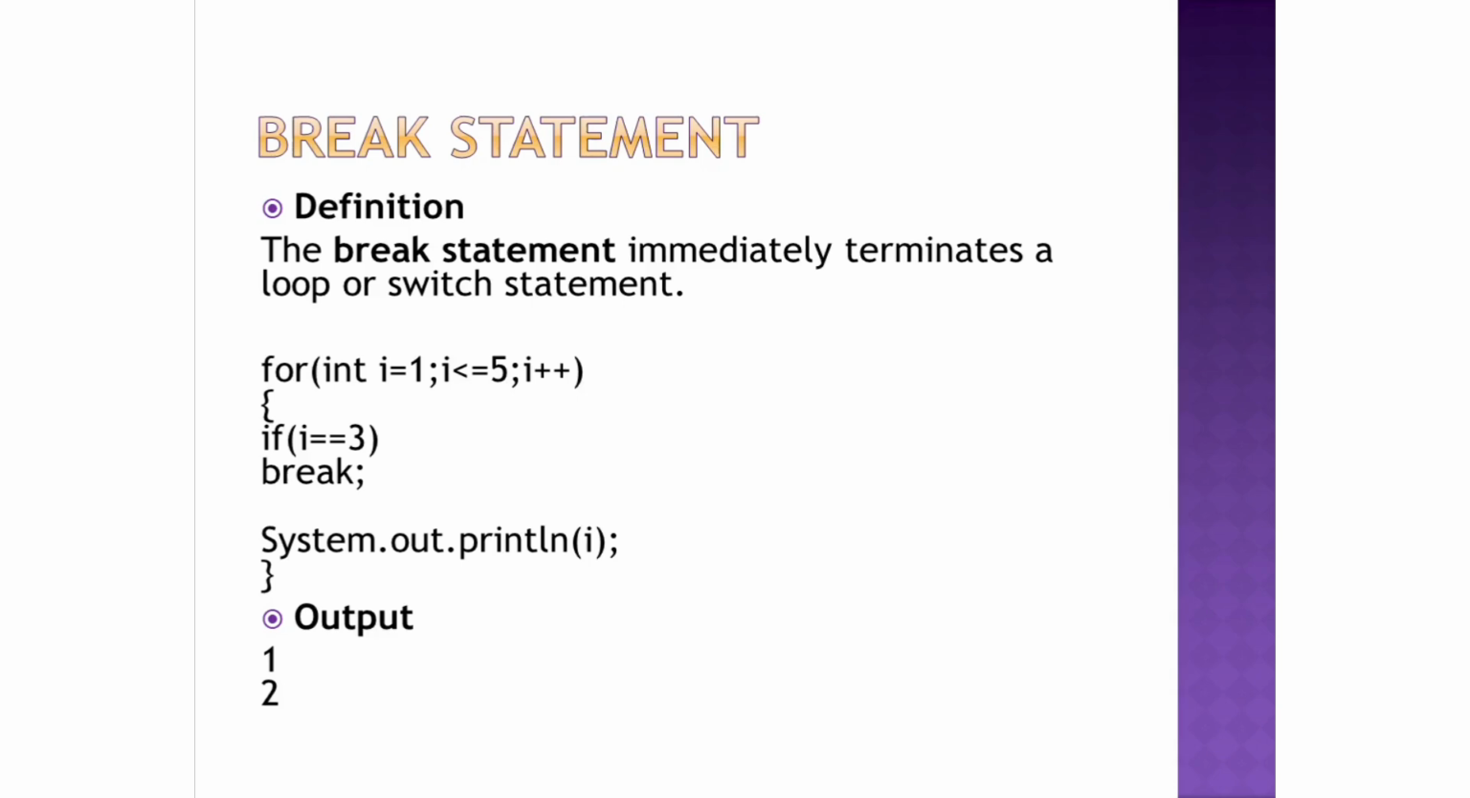the break statement is executed. As a result, the loop stops immediately and the remaining iterations are not executed. That's why the output is only 1 and 2. The break statement is very useful when we want to stop processing as soon as we find a required result.